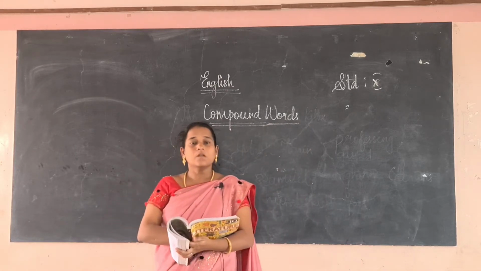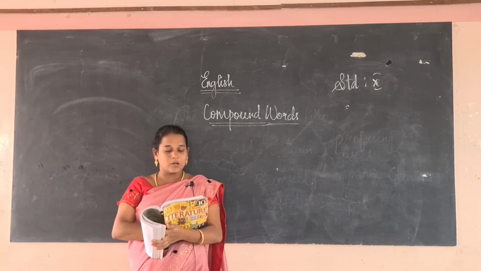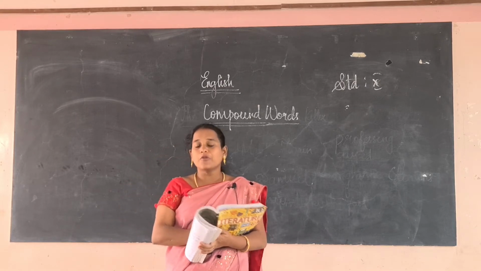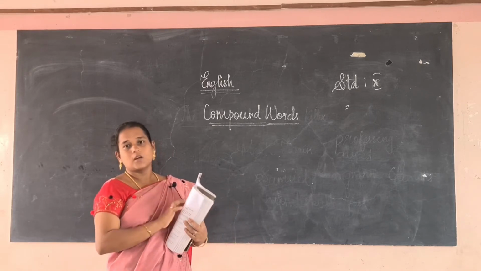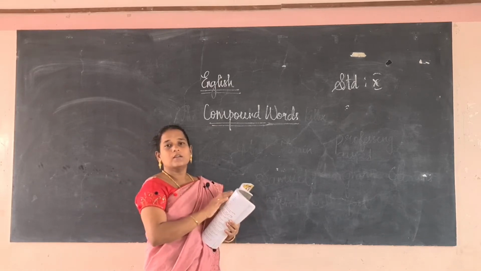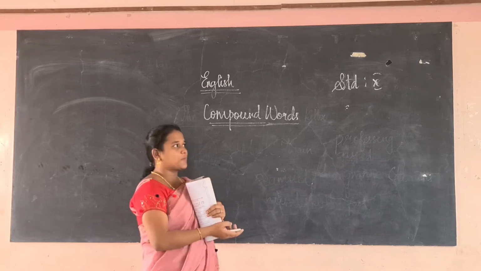Okay. So here they have given some lines from the text before entering the topic of compound words. What is a compound word? A compound word means two words, a combination of the 8 parts of speech. What are the 8 parts of speech?